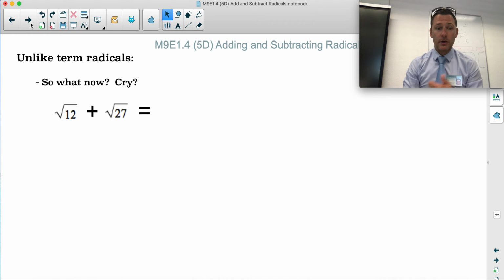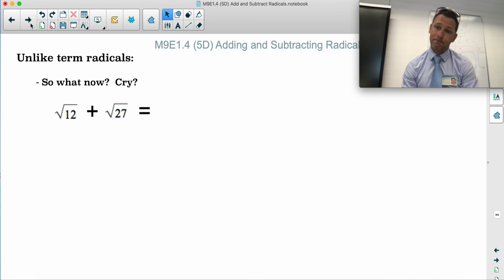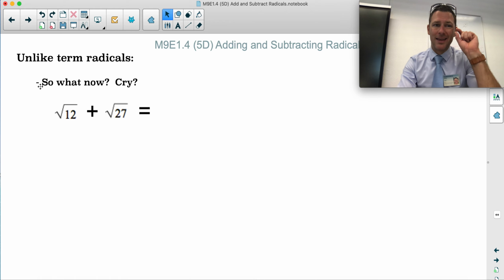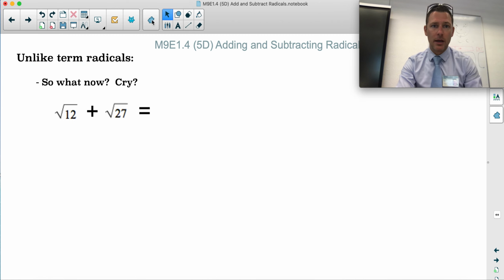Okay, so here's a problem. This is root 12 and root 27. And they're not the same. I can't put them together. Do we cry? No. Why don't we just back off of it if they're like root 5s and root 7s, but these can be simplified. And so let me show you how to do those briefly.